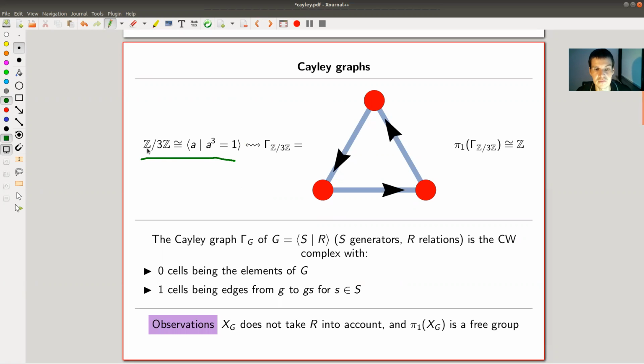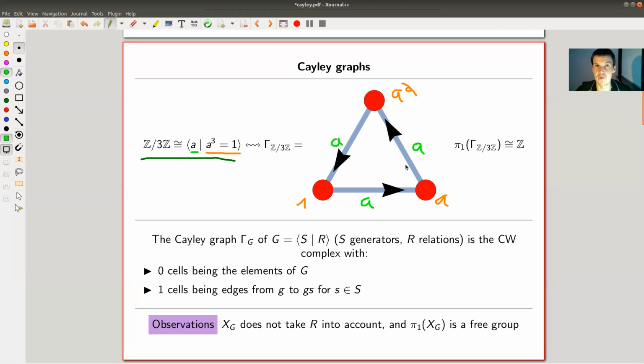So, for example, Z mod 3. It can be generated by one element that I call A, and it has one relation, which is A cubed equals 1. And you can form a graph where the elements of your group are the vertices. So this is the unit, this is A, this is A squared, and you add an oriented edge between them if you can go from one element to the other by applying one of your generators. So you should also think of these edges as being colored. I will show you another example in a second.